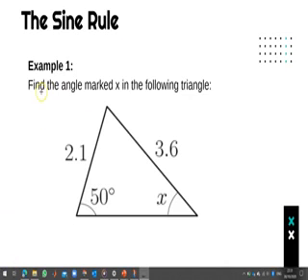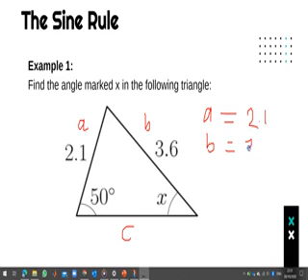So for example 1, we are required to find the angle marked x in the following triangle. So if we take a look at this triangle, let's say this is side a, this is side b, and this is side c. We can tell that side a is given, side a is equal to 2.1, and side b is given, which is equal to 3.6.